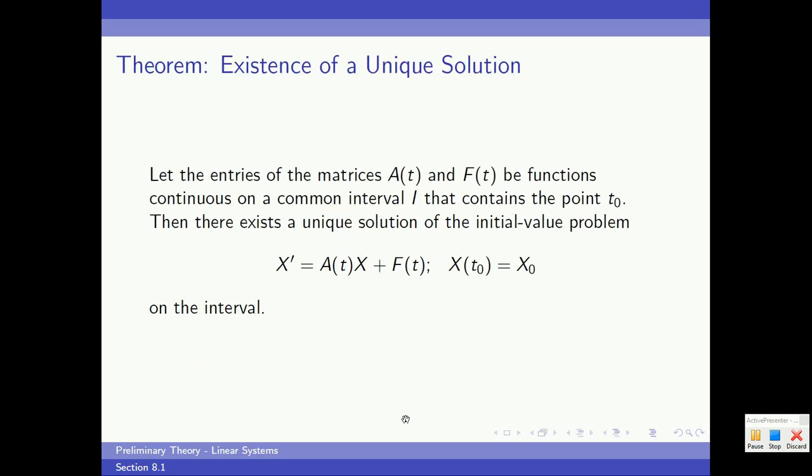Okay, so then there's this theorem that says basically the solutions exist if the entries of A of t and F of t are continuous on some common interval that contains some initial value, then there is a unique solution to the initial value problem.